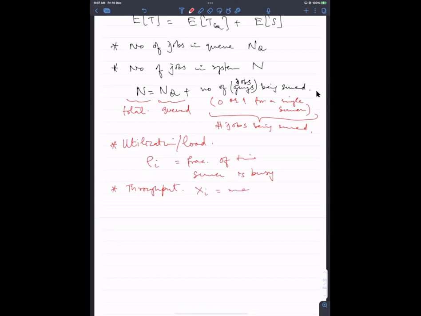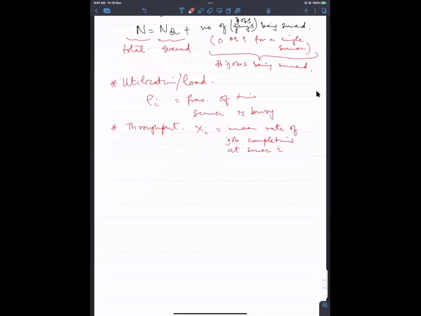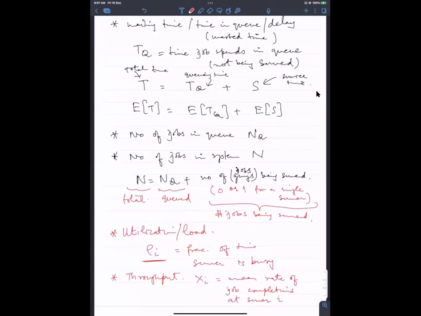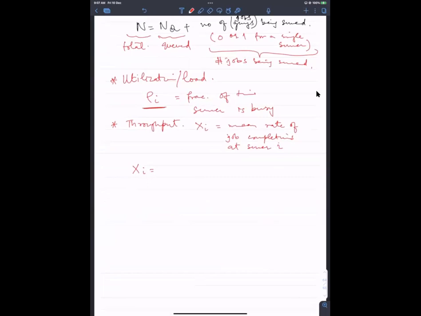This is defined as the mean rate of job completions at server I. I at server के ऊपर एक होगा तो बस एक ही होगा. Then X I in terms of above parameters, ये utilization and service rate. So we can show that by using the conditional expectation, we can show that X I would be equal to utilization times mu I, and mu I is the departure parameter.